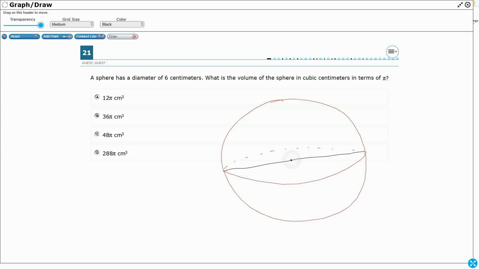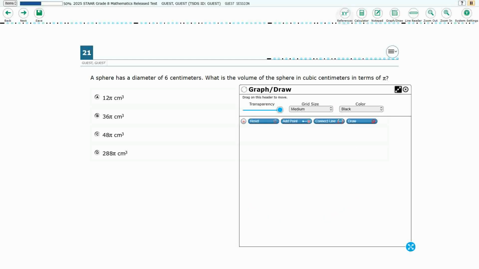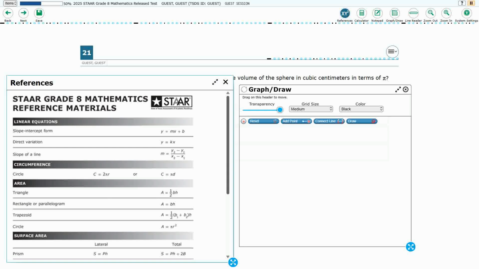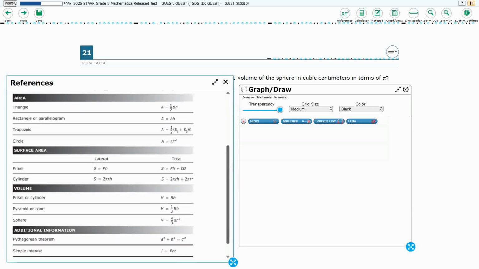And it goes from side to side. We have to know that the diameter is going through the center, and it is 6 centimeters. So let's do the 6 cm. All right, we're looking for the volume in terms of pi. That's going to be important, but let's look at our formula chart here. And we're looking for volume.